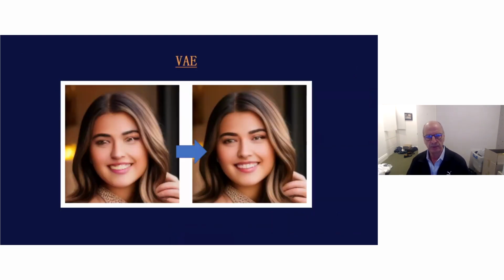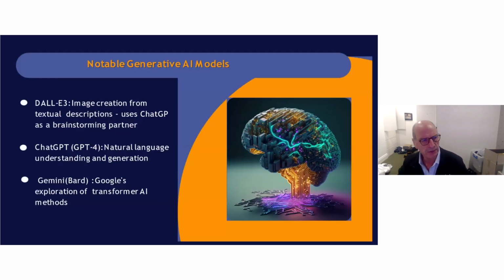And here's just an example of a VAE, where you take the picture on the left and pass it through the algorithm. You can see on the right the gaps between the teeth and the eyes, and it greatly improves the quality of the image. Other notable models: DALL-E 3. This is image creation from a text description. It uses ChatGPT as a brainstorming partner.